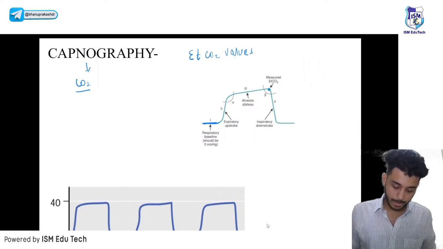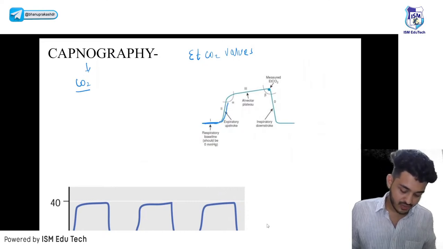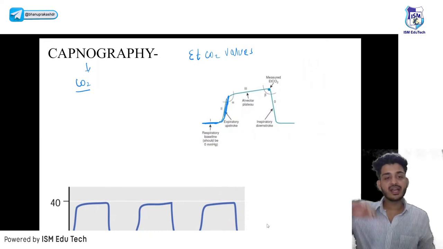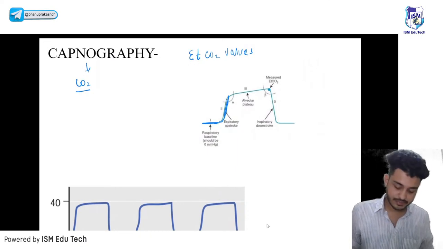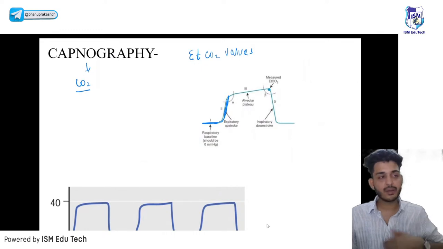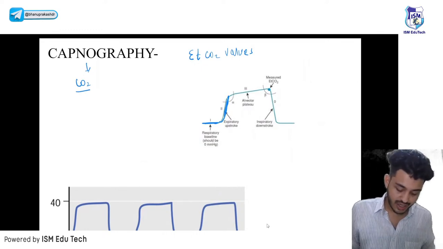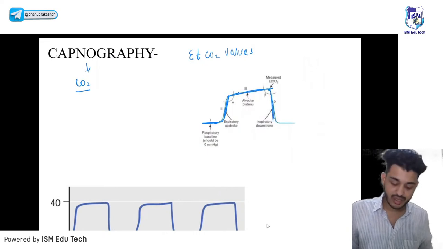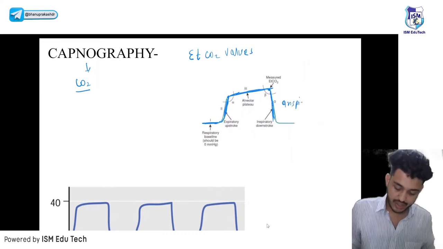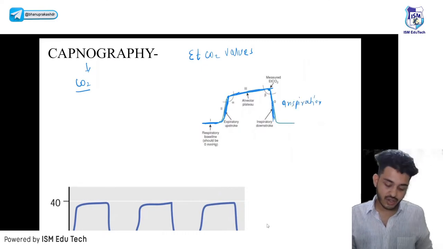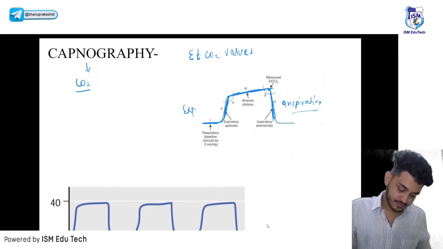That is your capnography. In capnography we have certain phases. This is your phase one. In phase 2 there will be a rise in the graph, because CO2 is coming out from the lungs, the graph will rise, then there will be a plateau phase. And then there will be a decrease, because now inspiration has started. Now oxygen is going inside, so that is your inspiratory phase. There will be a plateau phase.